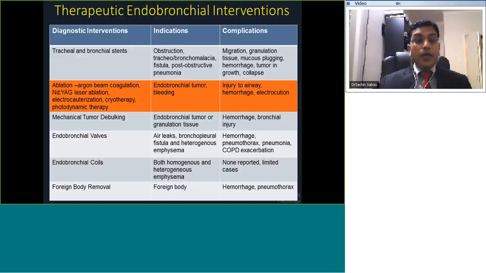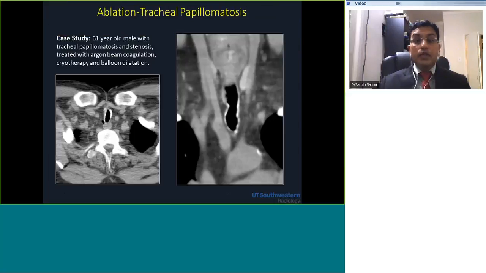Coming to the ablations. Ablations basically include argon beam coagulation, YAG laser ablation, electrocautery, cryotherapy, and photodynamic therapy, and we are seeing this very commonly these days. They're used for endobronchial tumor and for bleeding sites. Complications related to that would include injury to the airway, hemorrhage, and electrocution. Let's take some examples of ablation.